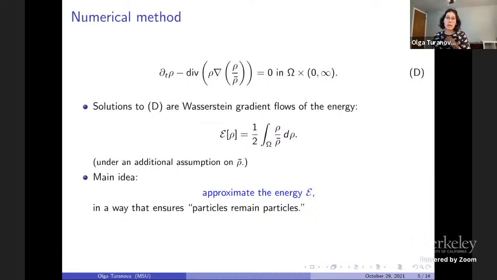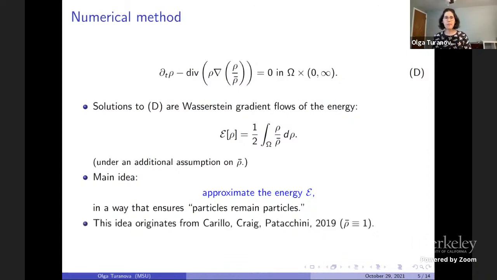So the main idea of the numerical method, remember our goal is to produce a deterministic particle numerical method. So we approximate the energy E in a way that ensures that particles remain particles. For example, this PDE itself is a diffusive equation. If you start with initial data, a sum of Dirac masses, they don't stay that way. And this originates from Carrillo, Craig, and Patacchini from 2019, who studied the case of constant coefficients.